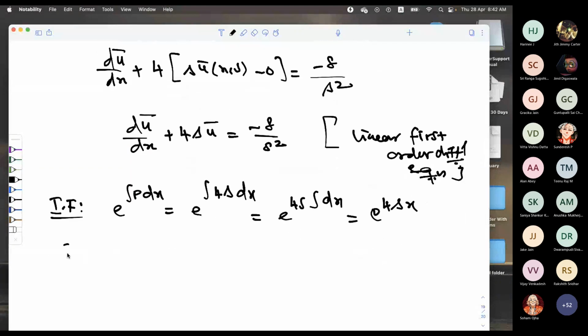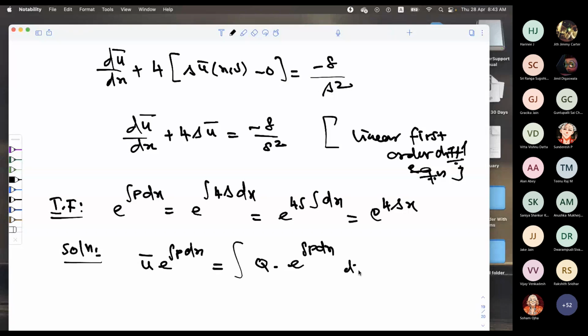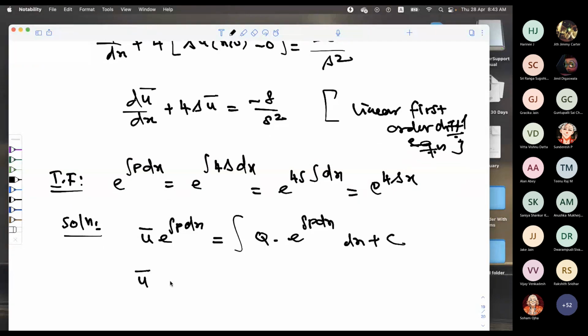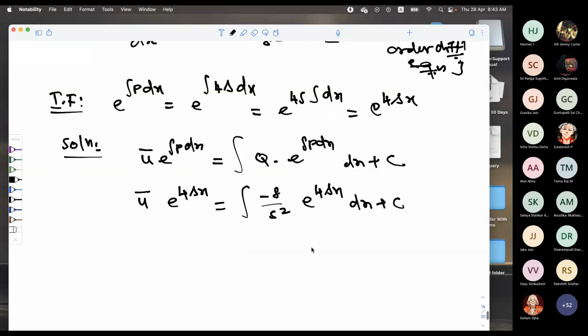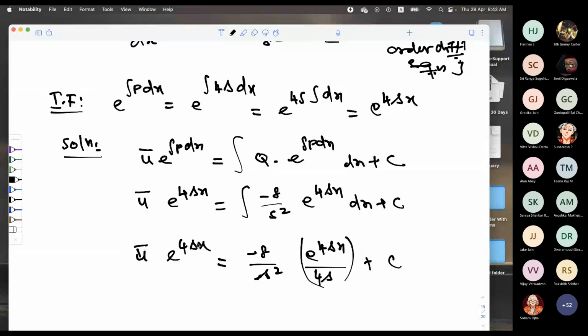Clear, sir. The solution form is u bar into e raised to the power integral p dx equals integral q into e power integral p dx into dx plus c. Now integral e power p dx is e raised to the power 4sx, and q is minus 8 divided by s square, and then here it is e raised to the power 4sx dx plus c. This integration is with respect to x, so minus 8 divided by s square is constant, e raised to the power 4sx divided by 4s, plus the integral constant c. This is u bar of e raised to the power 4sx.